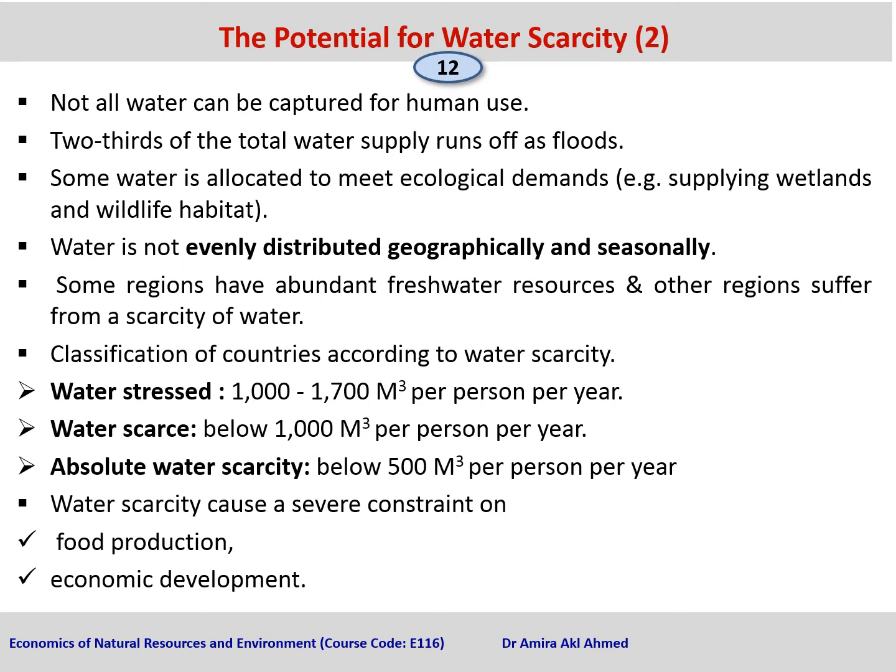Countries could be classified under three groups according to water scarcity. In a water-stressed country, the available water supply is between 1,000 and 1,700 cubic meters per person per year. If water supplies are below 1,000 cubic meters per person per year, then the country is classified as water scarce, causing a severe constraint in food production, economic development, and protection of natural systems. Finally, a country faces a situation of absolute water scarcity when freshwater supplies drop below 500 cubic meters per person per year.